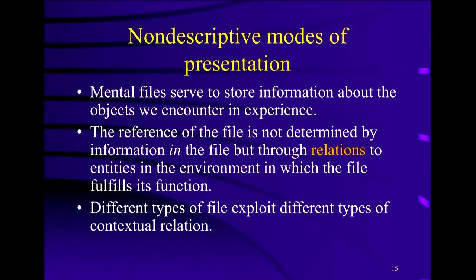That is, we see its properties, we gain information, and we can store the information in the file about the object. But what determines the reference of the file is not the information in the file, because it may be mistaken. What determines the reference of the file is rather the relation. So when I see someone, I open a file for the person I see, and I store all sorts of information about that person. I hear that he's a philosopher, and this and that. I've got all sorts of information I can put in my file. But my file is about the person I'm seeing. So the relation to the person determines the reference.